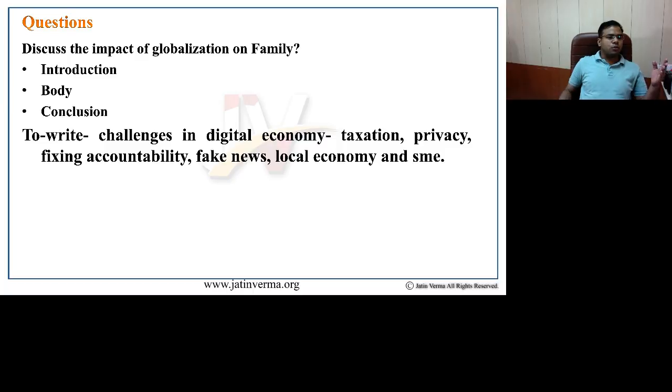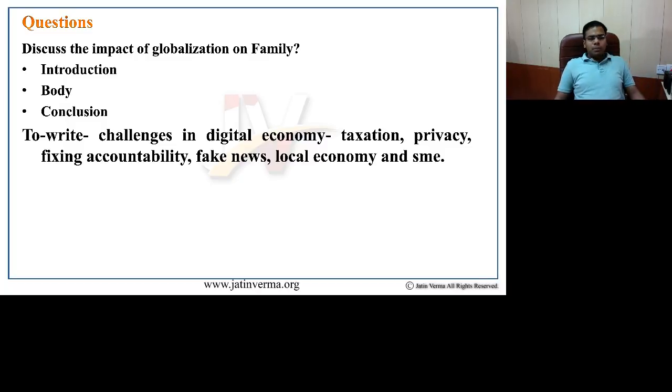As I told you, introduction and conclusion have to be framed simultaneously, at least in the thought process itself, because that will ensure that your ideas are well sandwiched between introduction and conclusion. It actually captures the imagination of the invigilator very well. So for the introduction you could go with the definition of globalization, the definition of family, and if you have a definition of impact, then you could summarize the impact that we have talked about in the body in the conclusion.